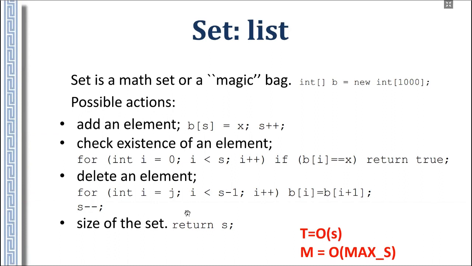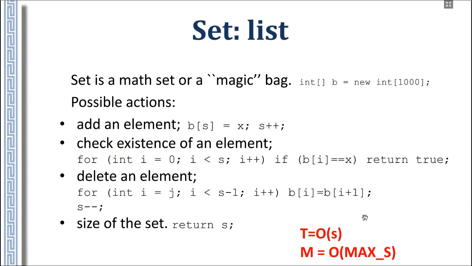And only size checking requires constant time, but all others are O from S. But what about memory? If we implement it as an array, then memory is the maximal possible size, that is 1000. If we implement it, for example, using a linked list, then memory is like O from S, the actual size of our list.